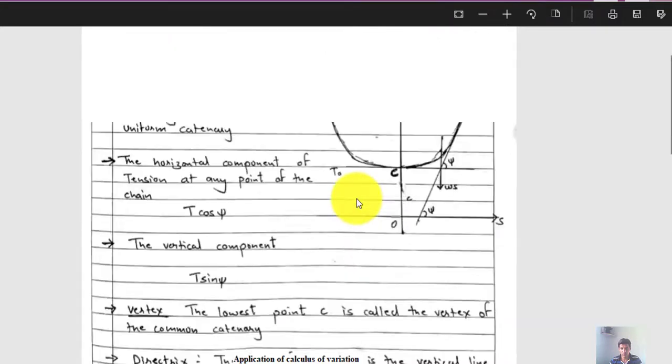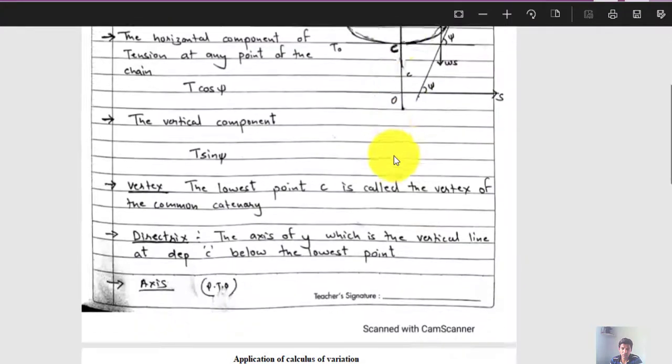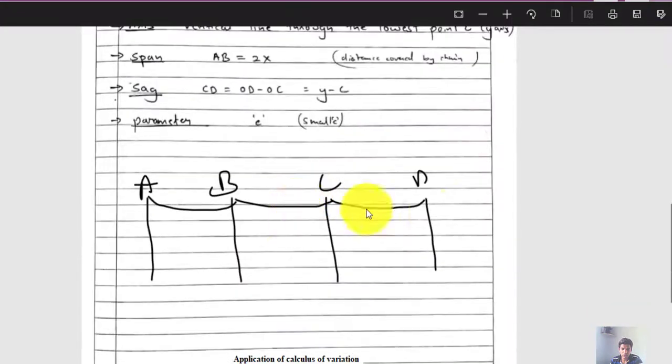Now what exactly we are doing here is, the statement is also given as which are not in the same vertical line, and then the curve in which it hangs is called a catenary. Now there's a difference between, like at any instant, suppose this is my road, and then suddenly there is a slope in the road.